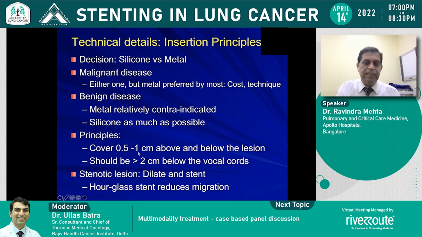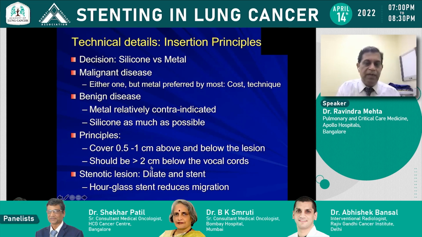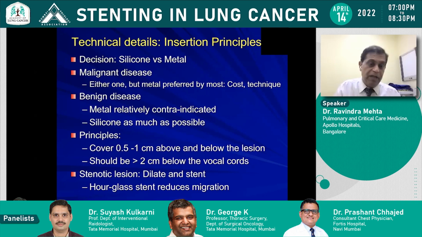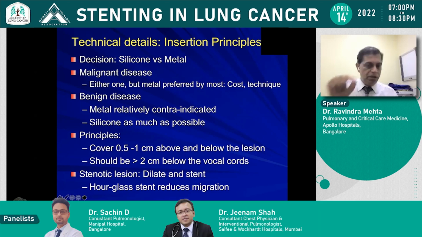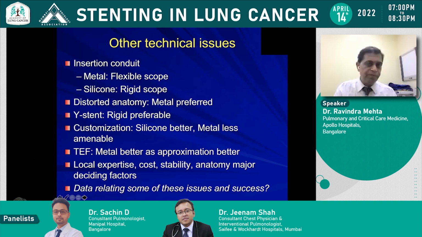So this is the distance, at least 0.5 to 1 centimeter above and beyond as much as possible, and ideally more than 2 centimeters below the vocal cords so as to prevent irritation, which may not always be possible. Inner stenotic lesions we dilate, and then there are some things called hourglass stents, which you don't have in this country. You saw us trying to make sure the stent is a tight fit to prevent migration.